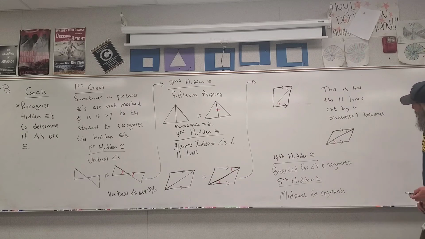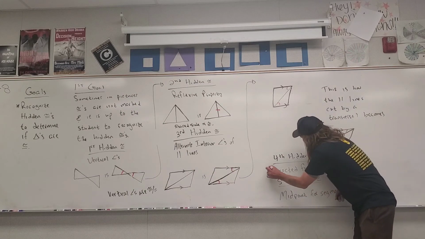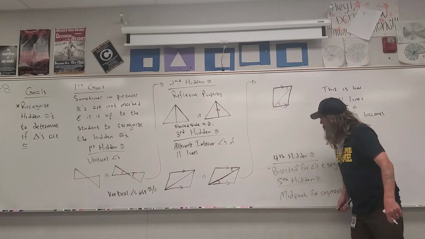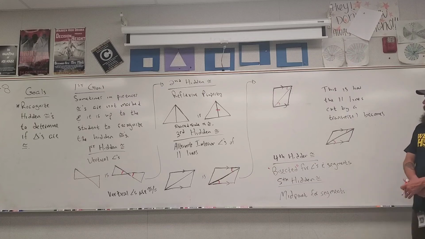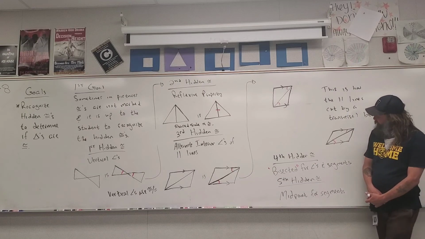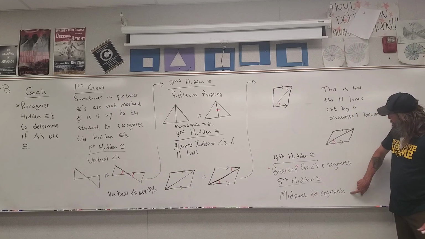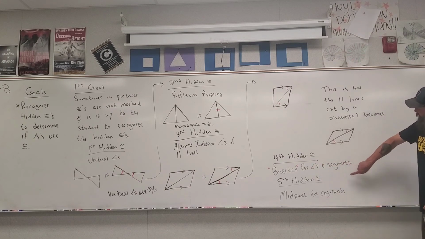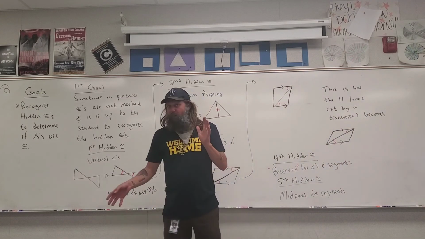All right, the fourth hidden congruence is you're going to see the word bisected. Okay, that tells you that you have equal segments or equal angles. And the fifth hidden congruence is midpoint. So if you have midpoints, then you have equal segments. If you have bisected, you have equal angles and equal segments. So hopefully this helps clarify the hidden congruences.